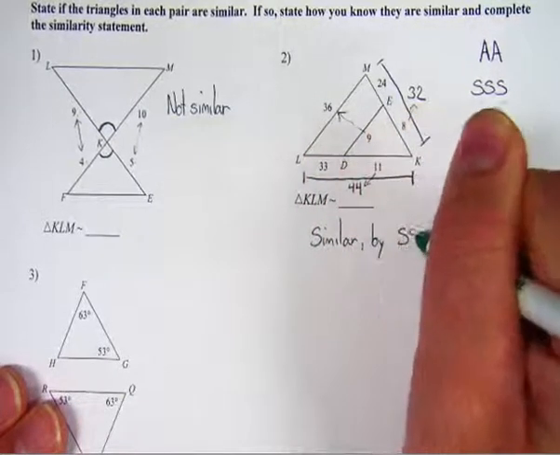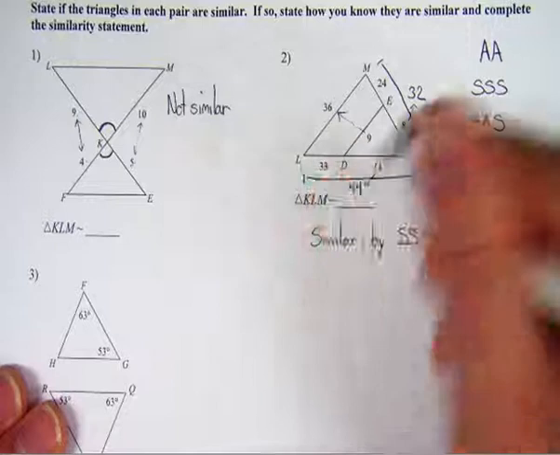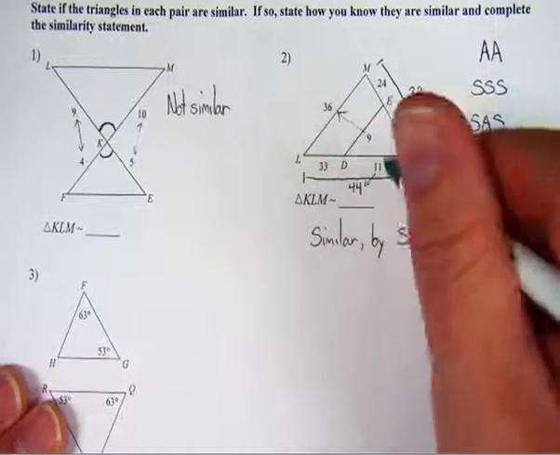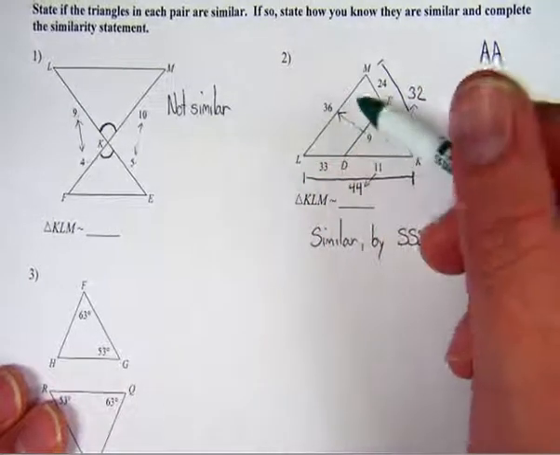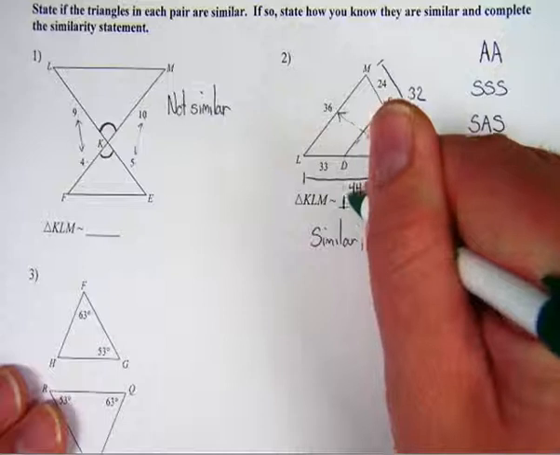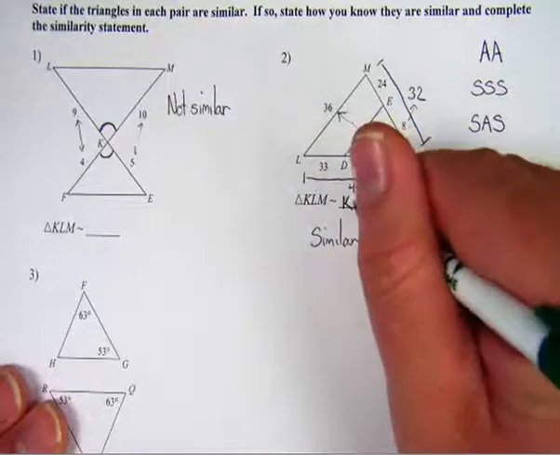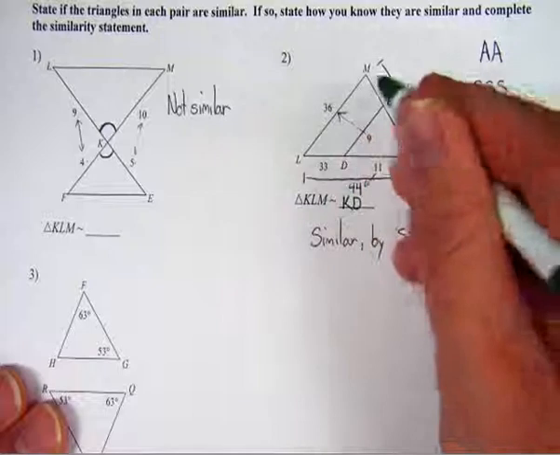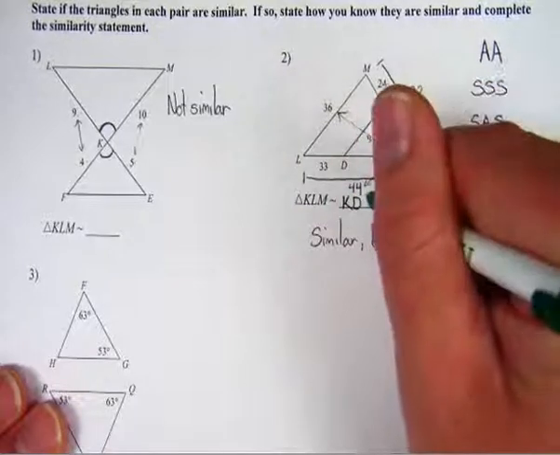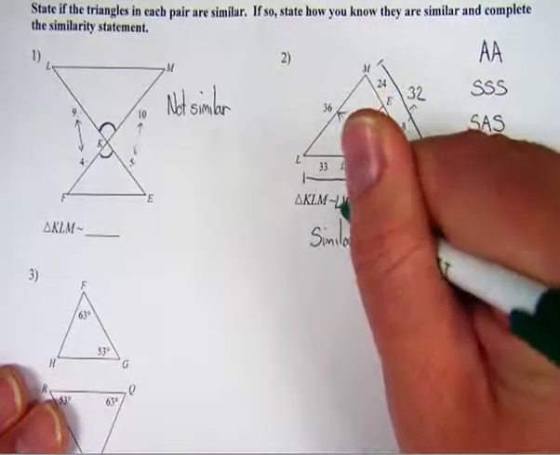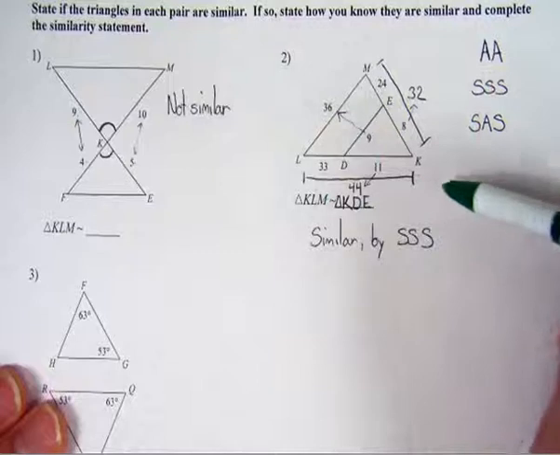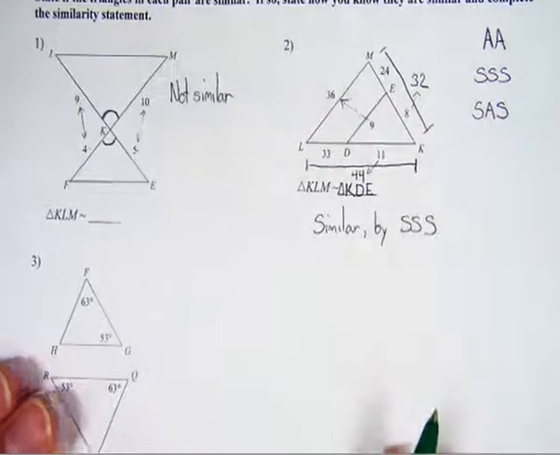by SSS, and that we would have triangle KLM is similar to triangle, and just as before, we have to match up these parts. So K corresponds to K, L corresponds to D, and M corresponds to E. So triangle KLM is similar to triangle KDE.